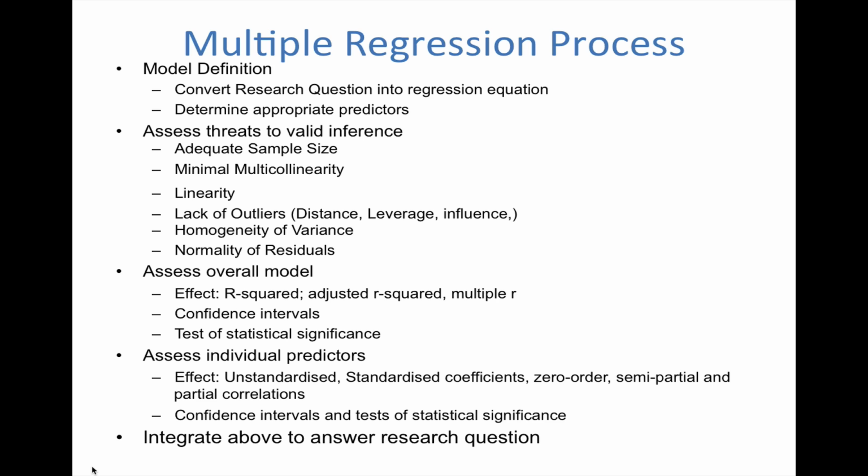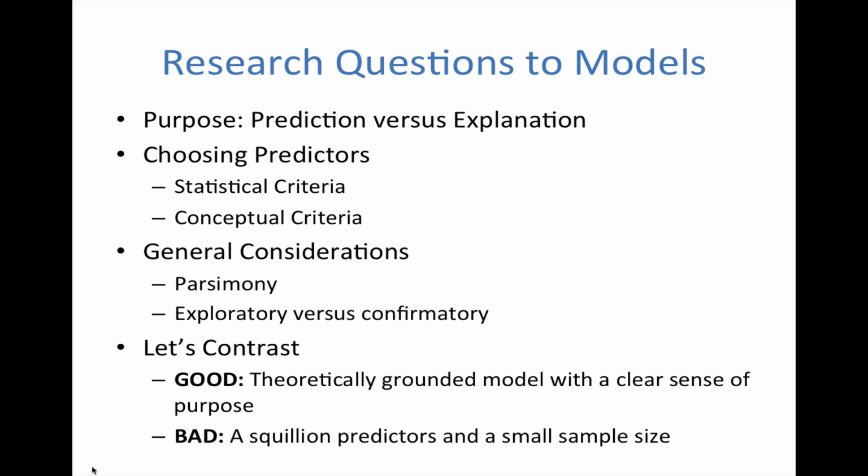This is just an overview of the multiple regression process. Obviously, you've got to convert your research question into some sort of regression model, or perhaps a set of models you want to compare. You've got to ensure that you have a decent sample size and work through a whole range of assumption issues. Once you've got a model, you can get estimates of how well you're predicting, either the overall regression equation or the role of each individual predictor in terms of regression coefficients. And then integrate that back into the research question.